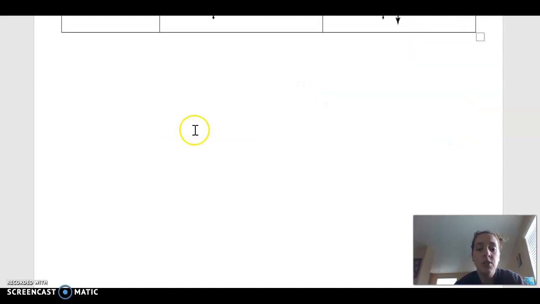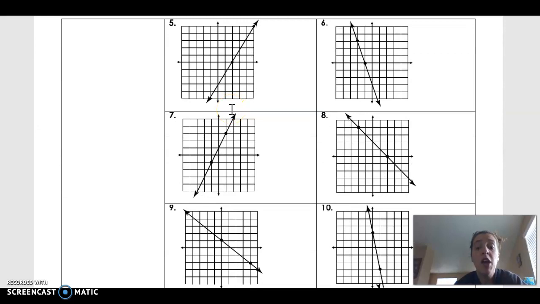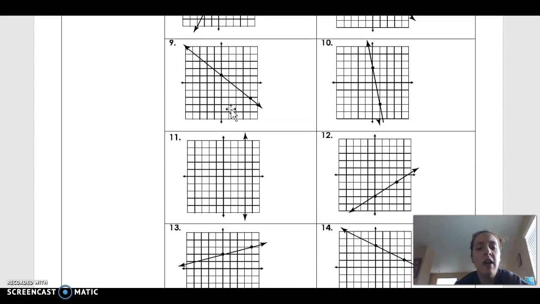So now you have a couple more examples that you can work through to try and find the slope. First thing I always want you to think about is, am I looking at a positive slope or am I looking at a negative slope? And then from there, you can kind of figure out what the values should be.